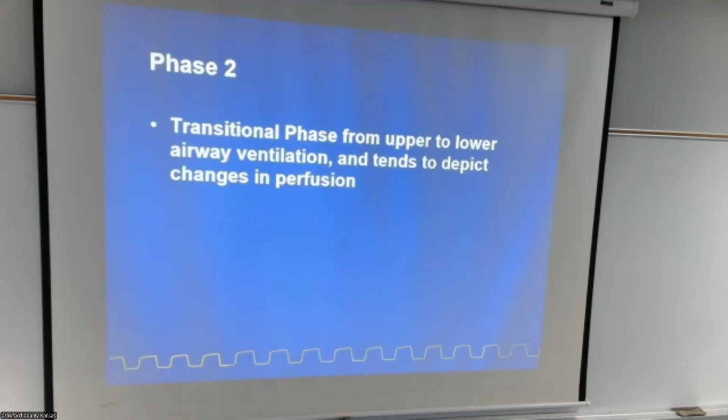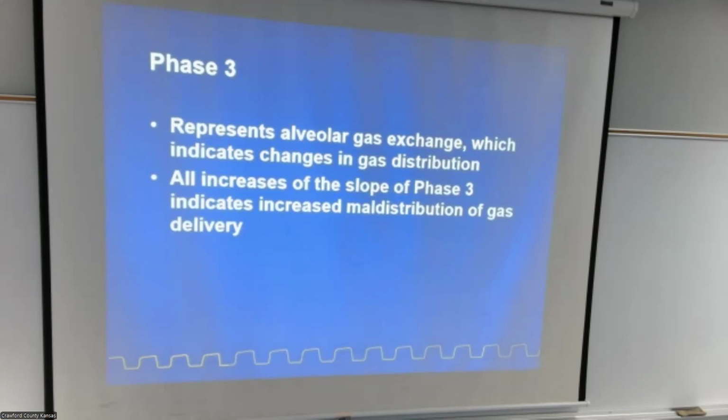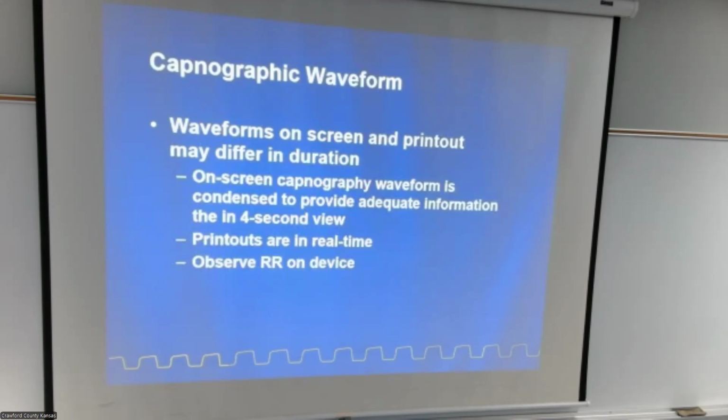Transitional phase is going to be phase 2, from the upper to lower airway, ventilation tends to despite changes in perfusion. Phase 3 is going to represent the alveoli gas exchange, which indicates change in gas distribution. So all increases in the slope of phase 3 indicate an increase of gas and delivery, absorption. And we'll show you here in a minute. It's going to go through the phases and it'll show you everything again.